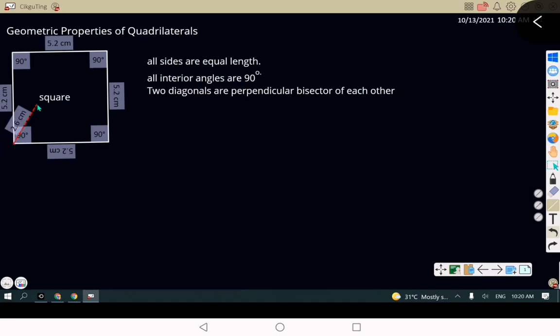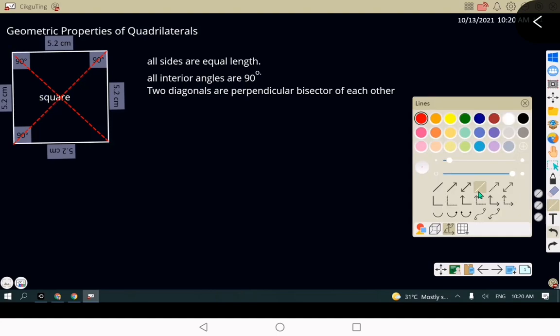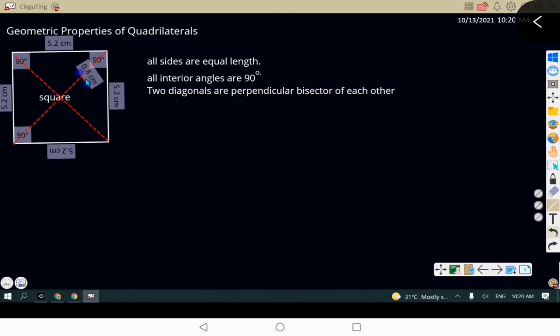Diagonal is here. Okay, this one is a diagonal. This one is also a diagonal. Why are these two triangles? You can see that they bisect each other. Bisect means they bisect each other, that means you have 90 degrees here. And also bisect means equal length here. They are equal lengths. This part and this part are equal length. Bisect, divide into half.